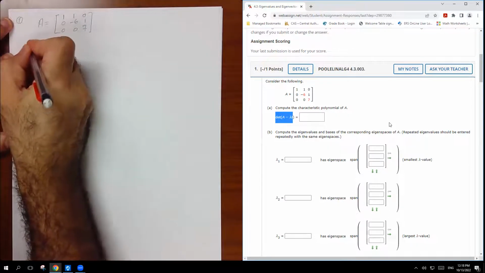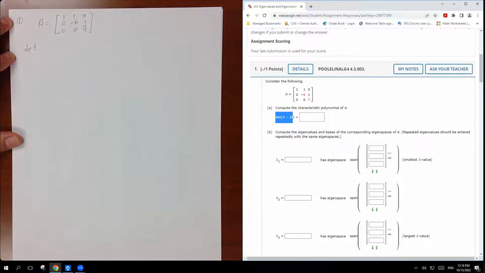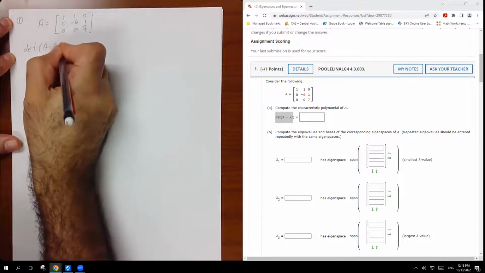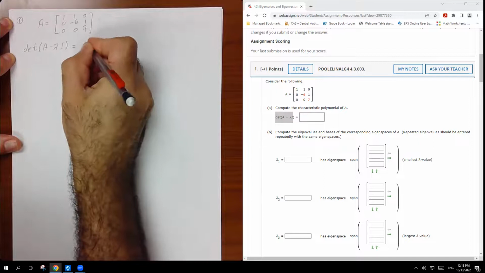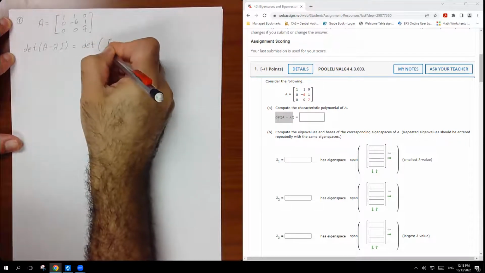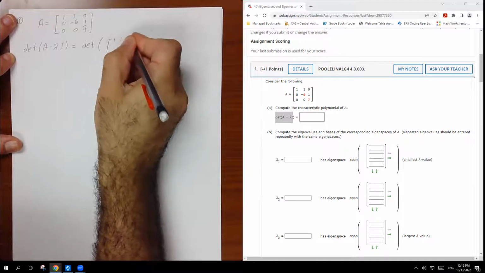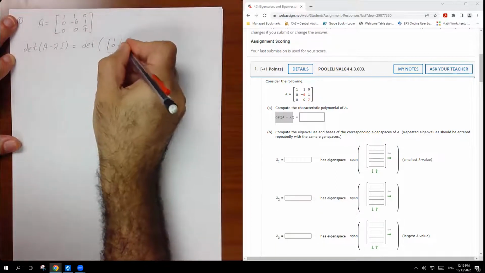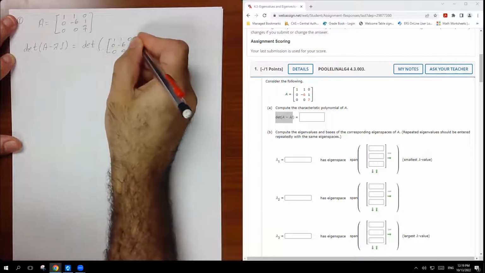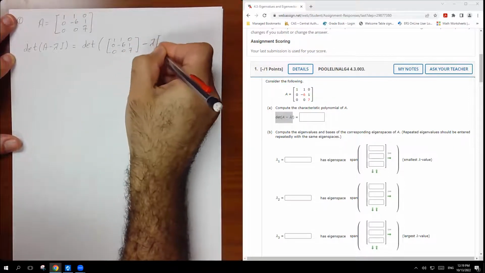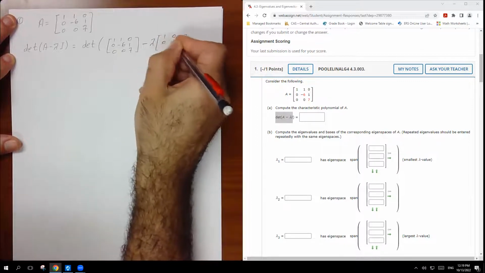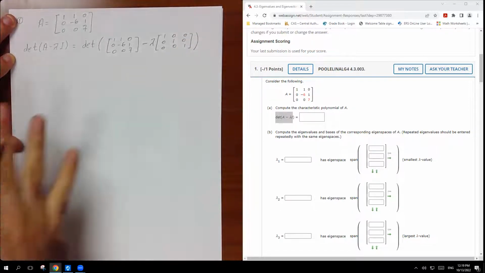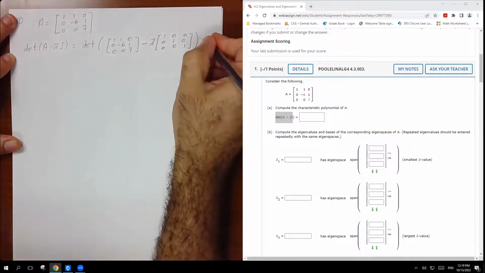So the determinant of A minus lambda I is going to be equal to the determinant of the matrix A, which is 1, 1, 0, 0, negative 6, 1, and 0, 0, 7, minus lambda times the identity matrix, 3 by 3. So it's going to be 0, 0, 1. To find lambda, that means the determinant of this matrix equals 0.